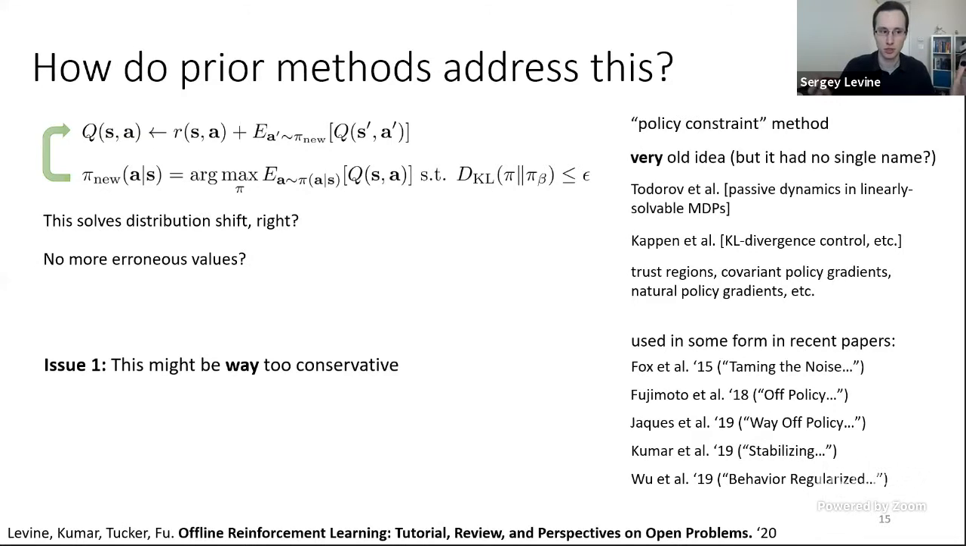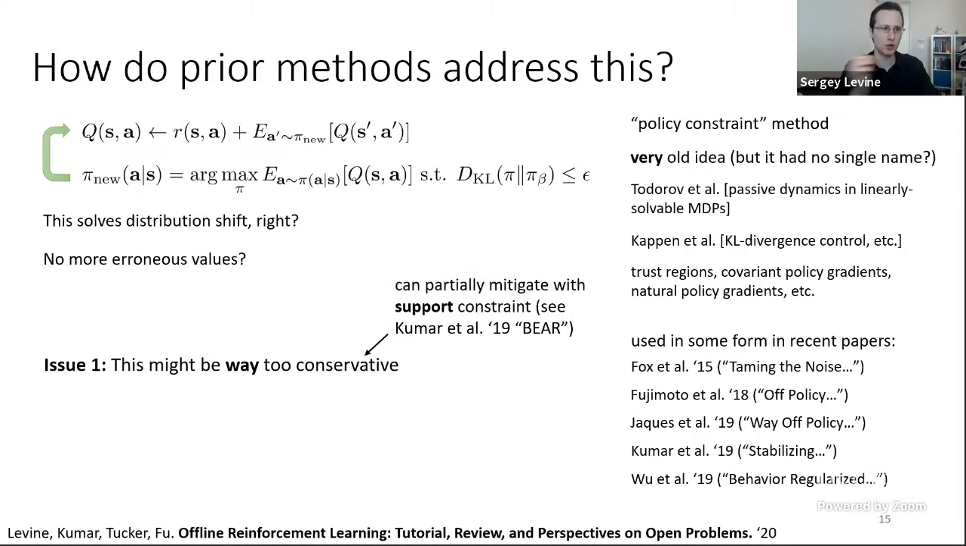If you have a data set with broad coverage, it probably supports a much better policy than a totally random one. So this can be way too conservative. It can be partially mitigated with things like support constraints. Essentially, instead of constraining the distributions to be close, you can constrain their supports to be close, and that can really help. But it doesn't fully address the issue. The second issue is that estimating the behavior policy itself for the sake of enforcing this constraint can also be difficult.